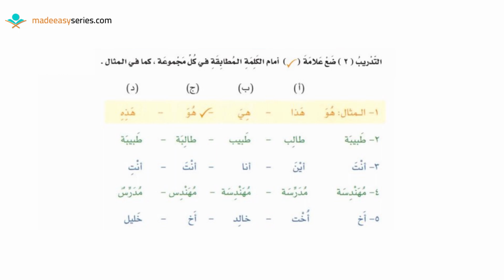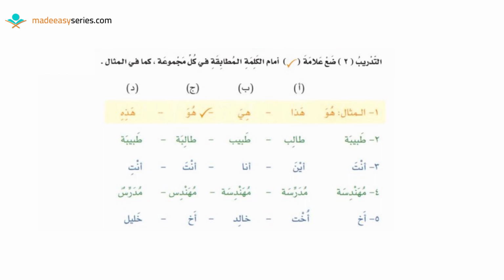It says التدريب الثاني, the second exercise. ضع علامة, put the sign, the tick sign. أمام, in front of الكلمة المطابقة, in front of the same word في كل مجموعة, in every group. كما في المثال, just like in the example. Here on the right side we have 5 words. Beside each word you have a group of 4 words. What we need to do is to read the word on the right side and find the exact same word in one of the 4 words on the left side, and then tick them.